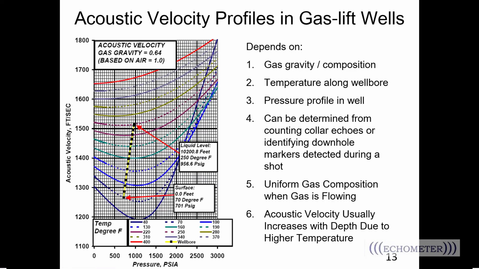So when you're choosing the marker you want to use as your downhole marker for the fluid level shot calculation, you want to make sure that you're choosing the marker that's closest to where the liquid level's at. That's going to give you your most accurate fluid level calculation.